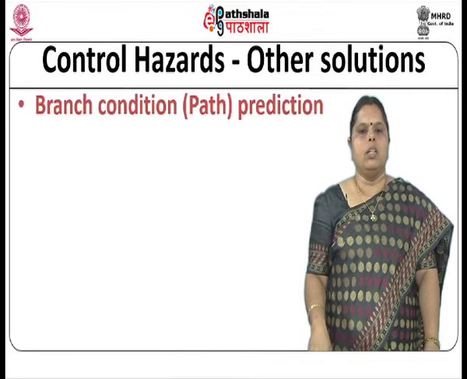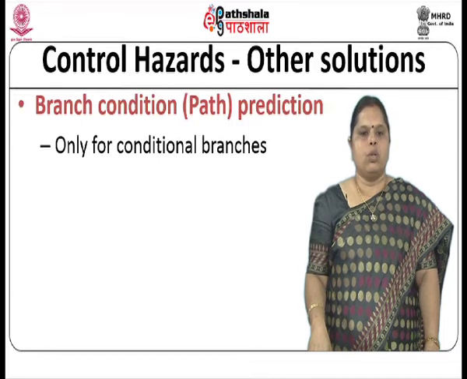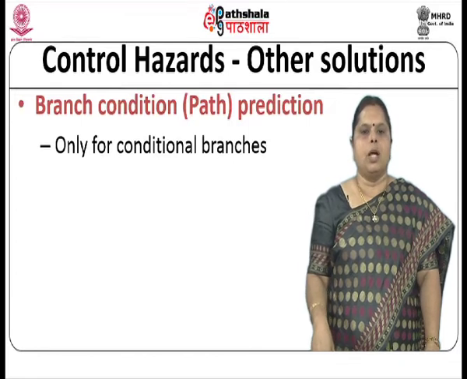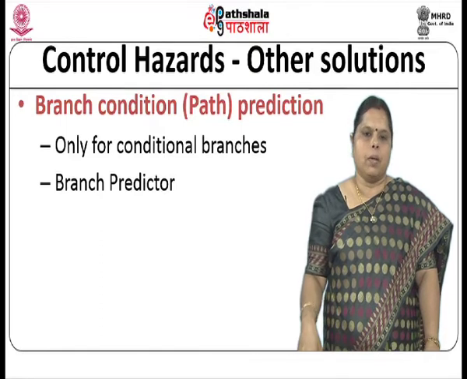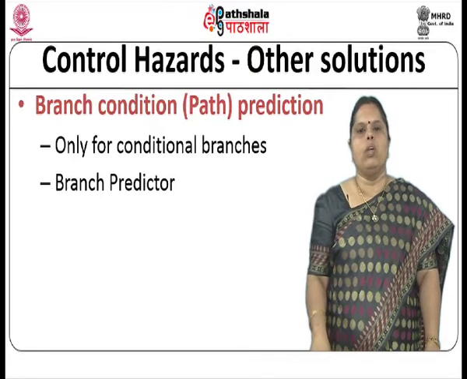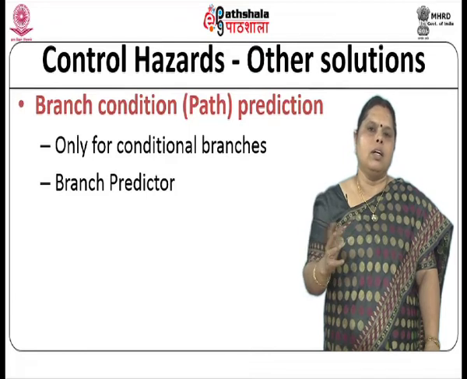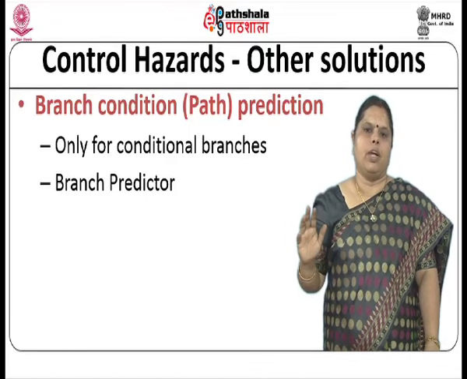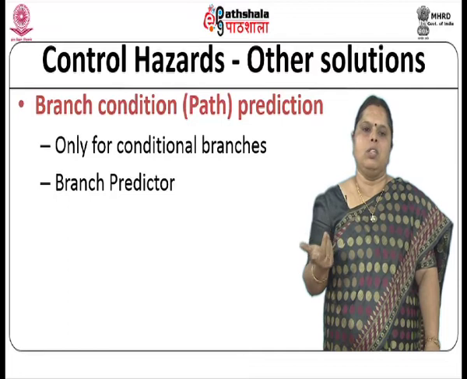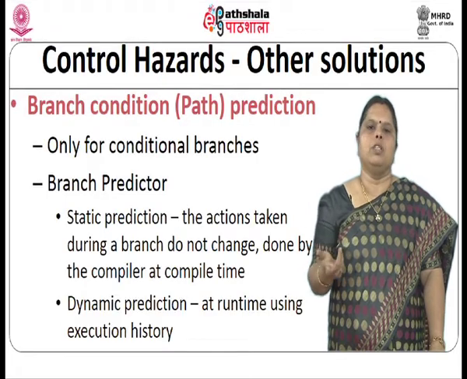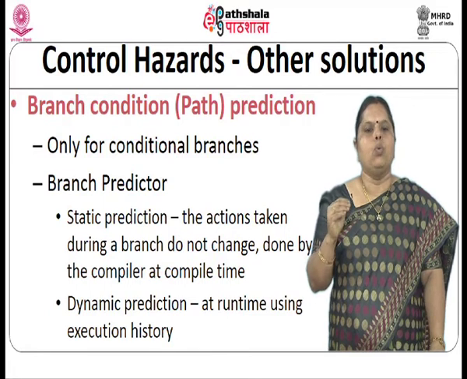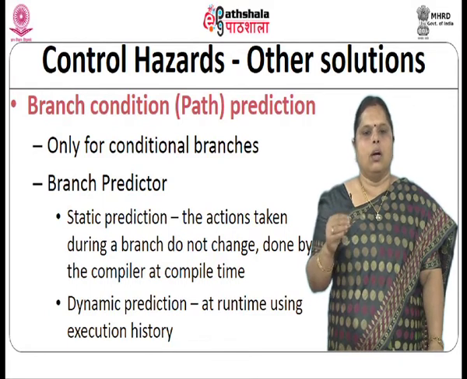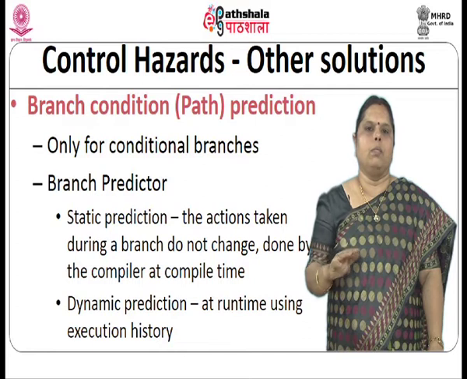So when you look at these solutions, the first solution is predicting the branch condition. When you are predicting the branch condition, or the path prediction, this is obviously only for conditional branches. For unconditional branches, you don't have to check for any condition, so there is no prediction about these conditions. And you have a branch predictor which will predict the outcome of the branch. There are basically two types of branch predictors: a static predictor, and a dynamic predictor.